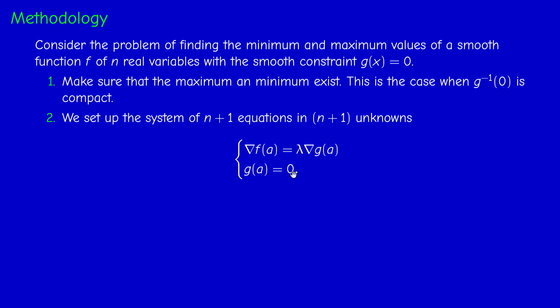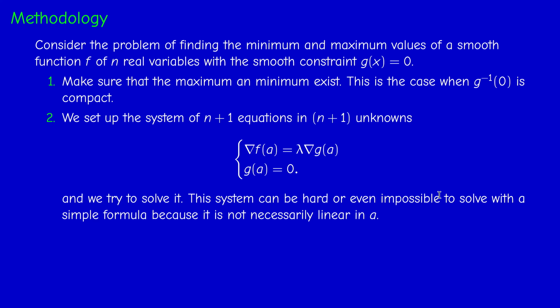Now, this system is usually hard to solve. It's not always possible to solve because it's usually non-linear in a. It's linear in lambda, but non-linear in a. So there's no formula or precise algorithm to solve it. In some cases this is possible, and I will present an example, of course. If it's not solvable explicitly, and you really want to maximize your problem, then you solve it numerically.